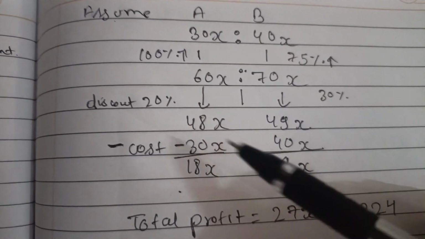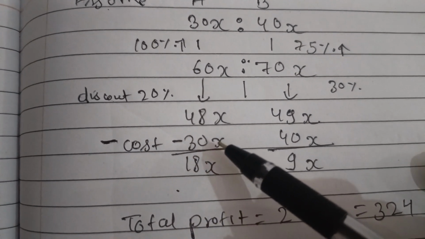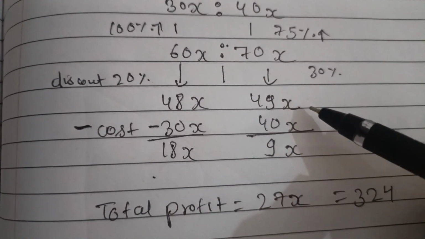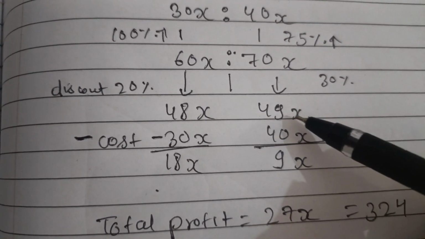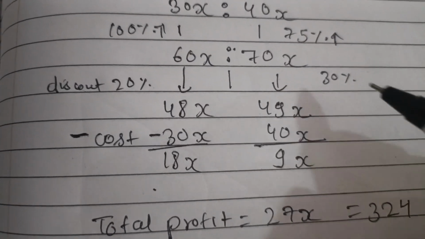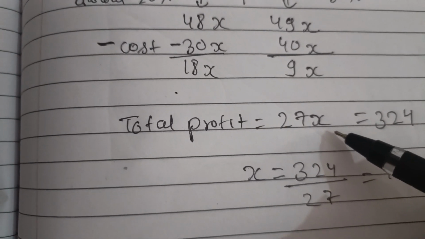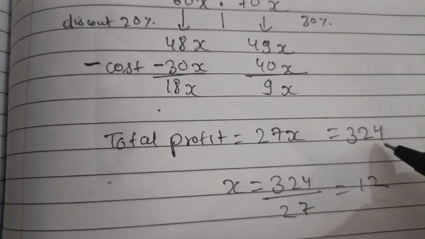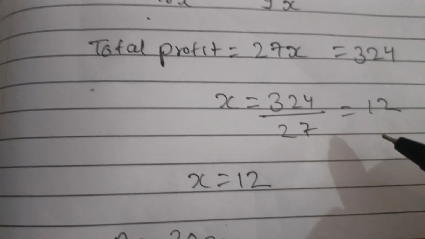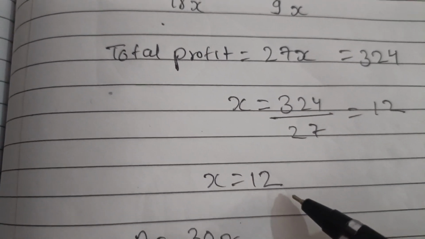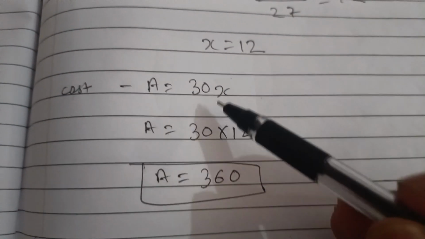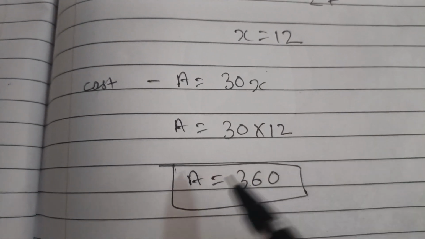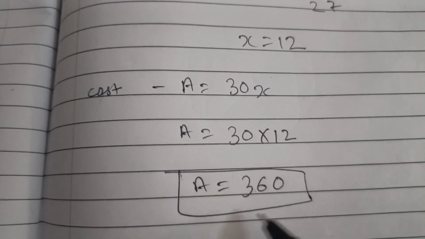But the cost price of A was 30x. So after subtracting the cost of A, we get 18x as the profit on A, and after subtracting the cost price of B, we get 9x as the profit on B. So the total profit is 27x. We have been given in the question that the value of this 27x is 324. So from here we get the value of x as 12. The cost price of A was 30x, so if we put the value of x in the equation, we get the cost price of A as 360. So this is our answer.